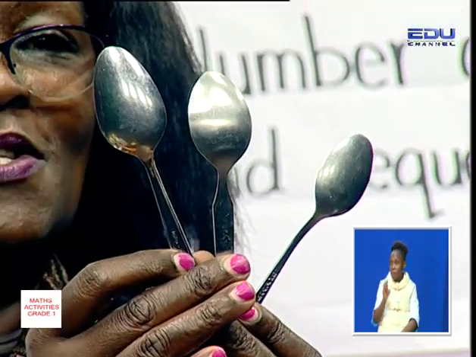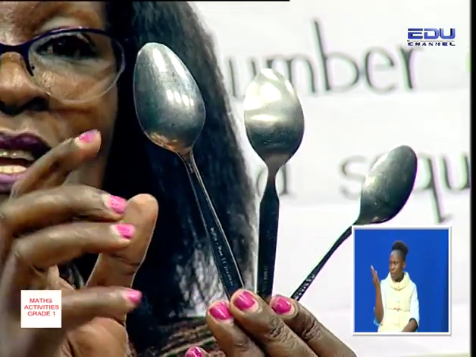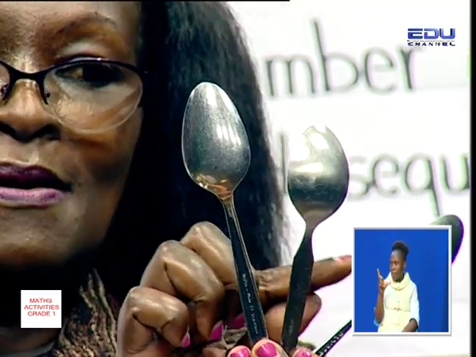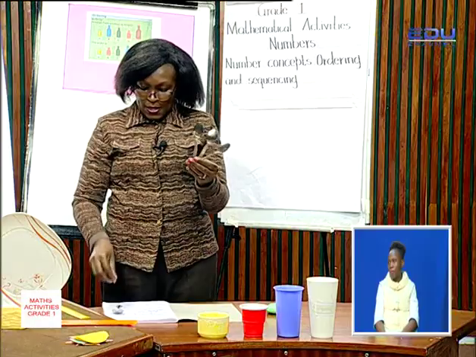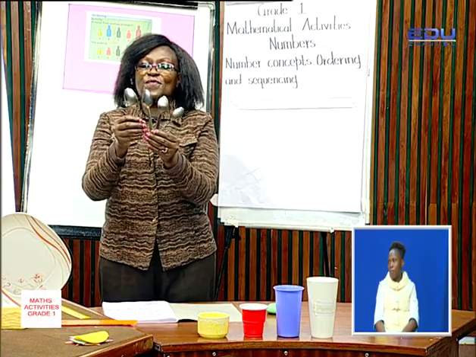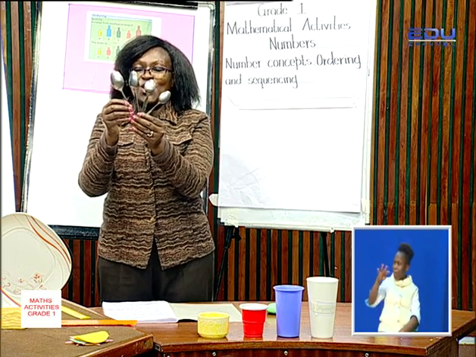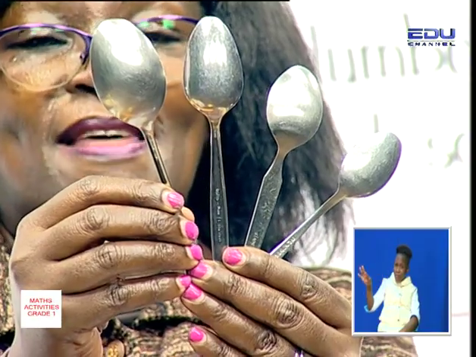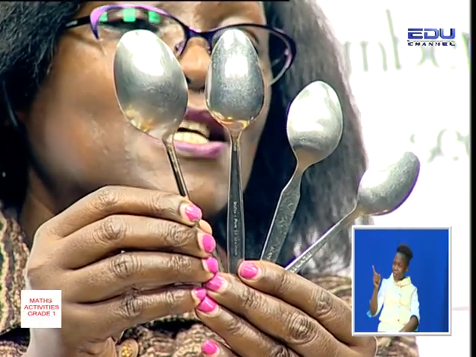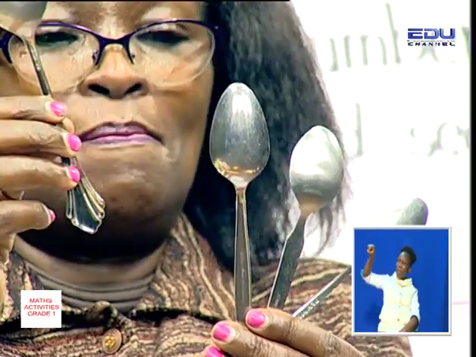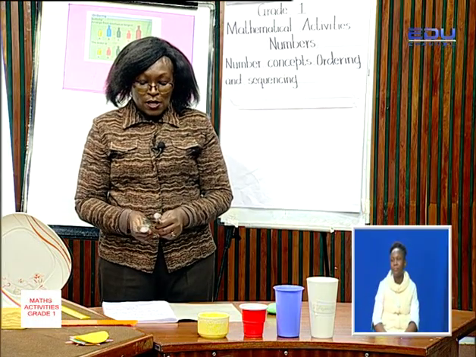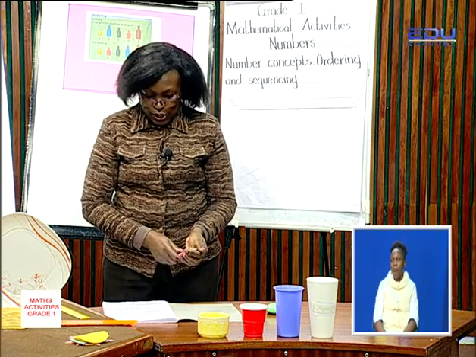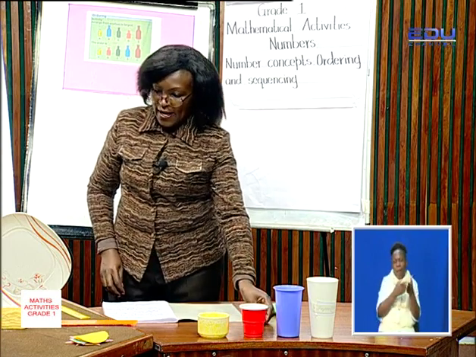Look at the three spoons. This one is bigger. This is big. This is small. Then I have the fourth spoon. You can see that I have the smallest spoon and the biggest spoon. We have ordered the spoons from the smallest to the biggest.